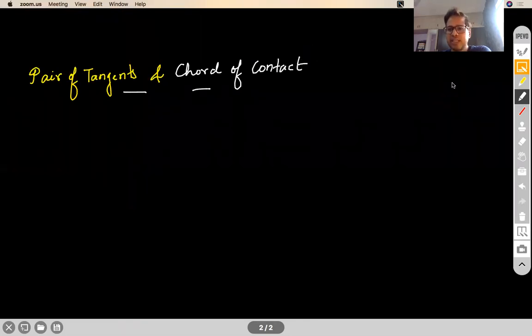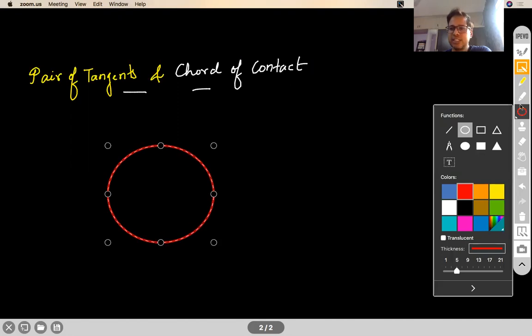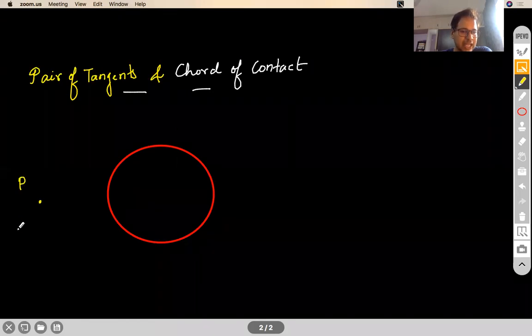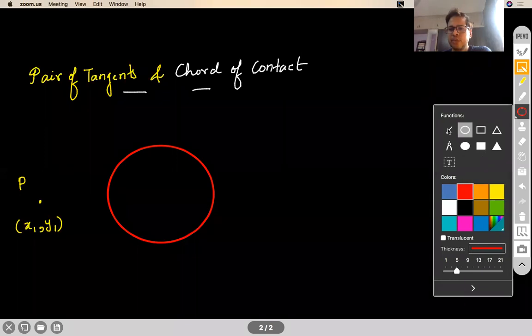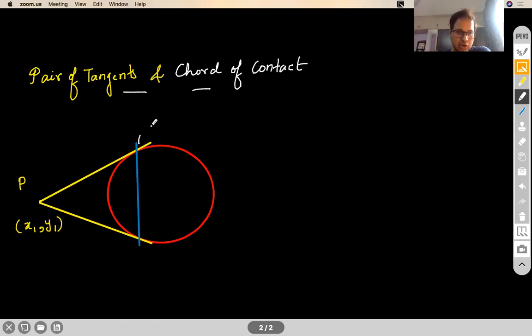So let me quickly make the diagram for the same. So chord of contact is what? Chord of contact is basically a chord which connects the point of contact of two tangents drawn from an external point onto the circle. So if I draw two tangents from this point onto the circle, the line joining the point of contact, this line is basically called as the chord of contact.